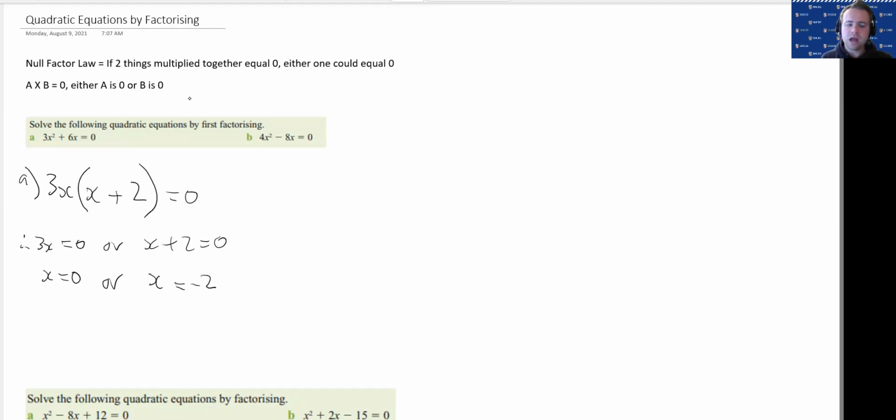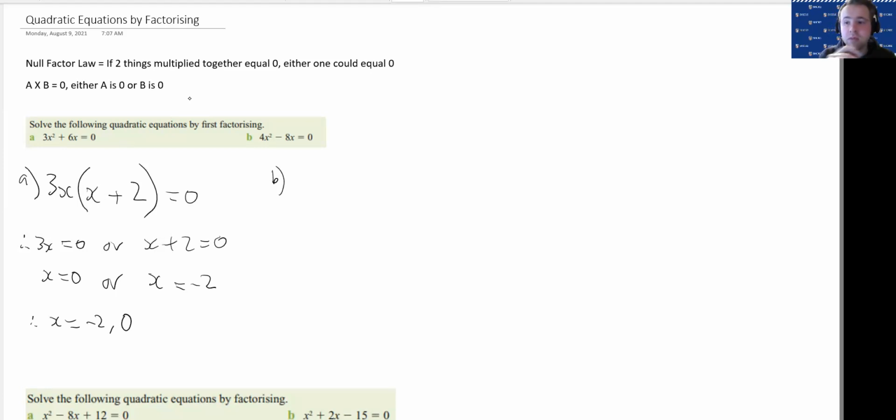Now another way that we can write this, if we've got two solutions, is we can say therefore x equals minus 2, comma 0. So basically it's saying it's either minus 2 or it's 0. That's what the comma means in that instance. So that seems like a lot of work, but when you start to get familiar with this, it's not so bad. Let's do B again.